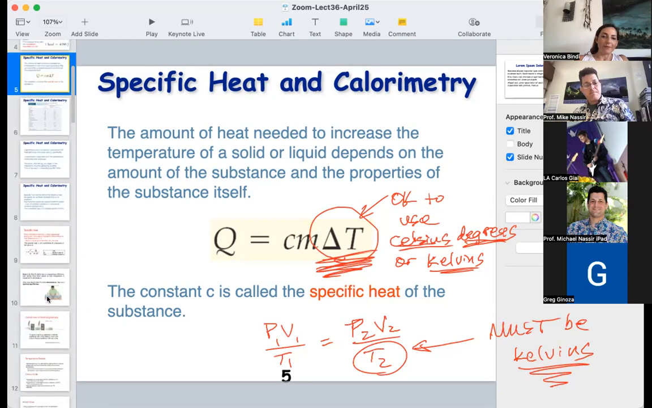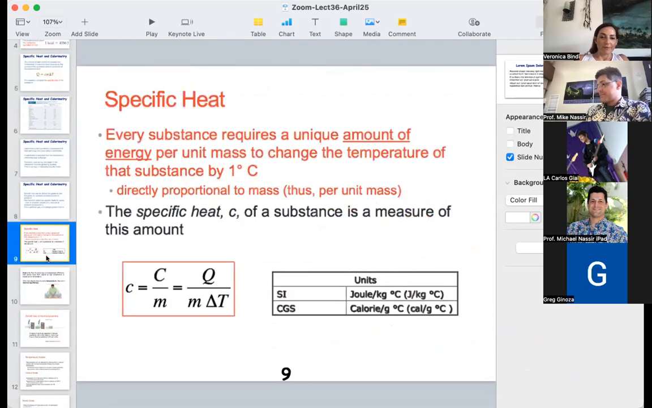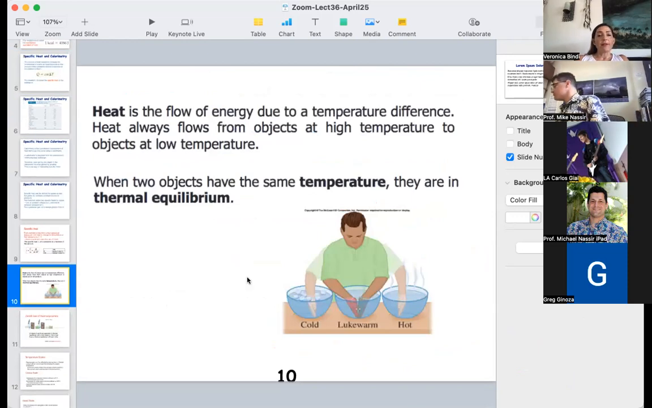Very good. Okay, so heat, what is it? It's the flow of energy due to a temperature difference, and it always flows from an object at high temperature to objects at low temperature, right? And when two objects have the same temperature, we say that they are in thermal equilibrium.